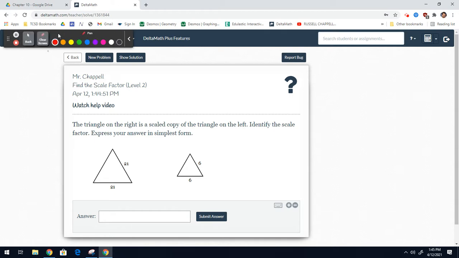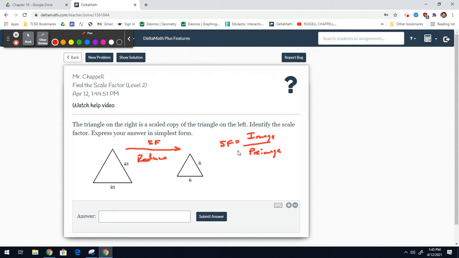So this is a one-way scale factor problem. We want to know what is the scale factor going from the triangle on the left to the triangle on the right. Well, we are going from a bigger triangle to a smaller triangle. This is called a reduction, or we are reducing. Now, it's a safe bet if you want to find the scale factor, you always put the image length over the pre-image.